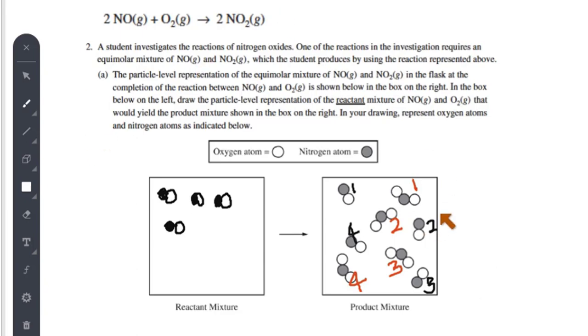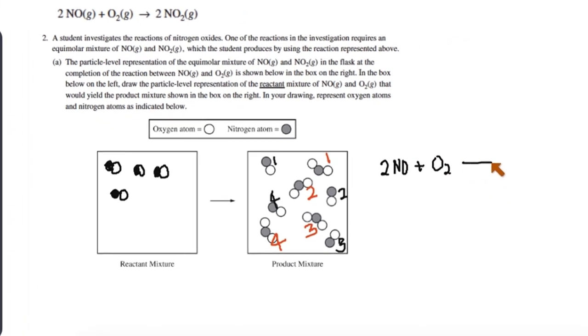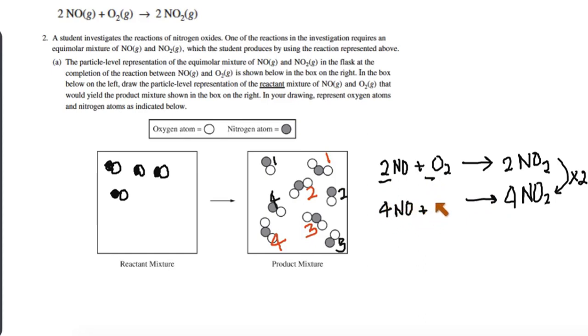So we know that 2 NO plus an oxygen makes 2 NO2, except we made 4 NO2. So to get there, that reaction had to occur 2 times. So we just multiply each of the coefficients by 2. So you needed 4 NO and you needed 2 O2. Okay? So if we draw those in, we have to add in 4 more NOs.